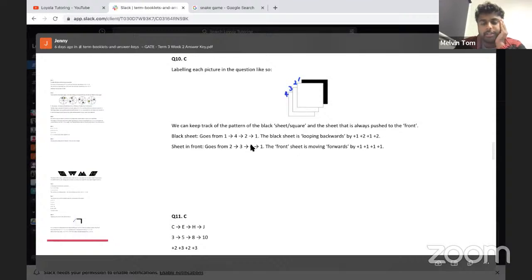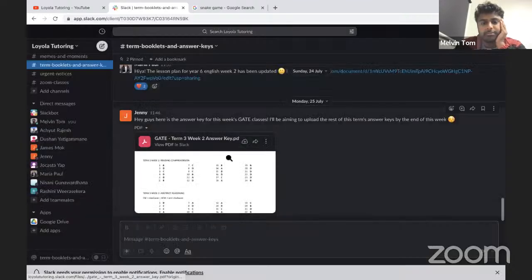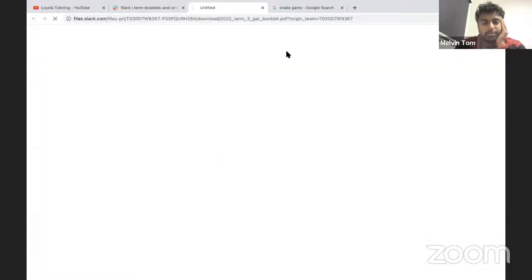Then the sheet in the front, oh, that's got a separate pattern. I'm so silly. So Jenny did make it properly. It wasn't a typo.